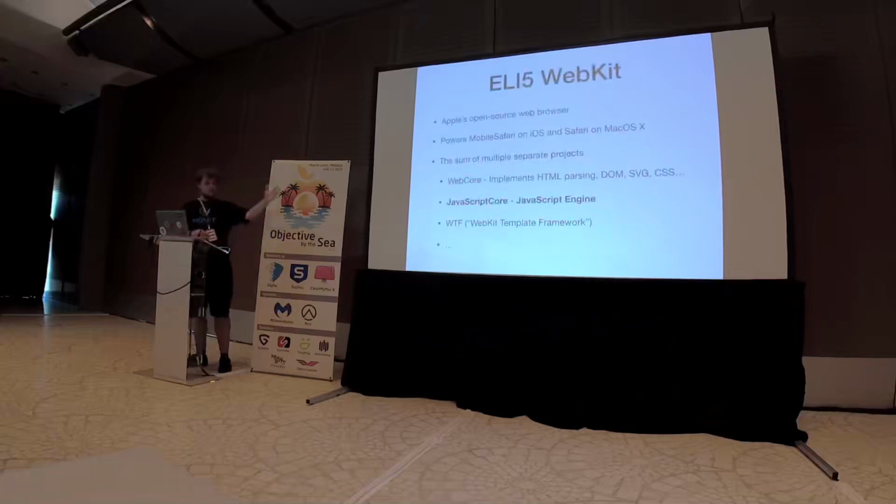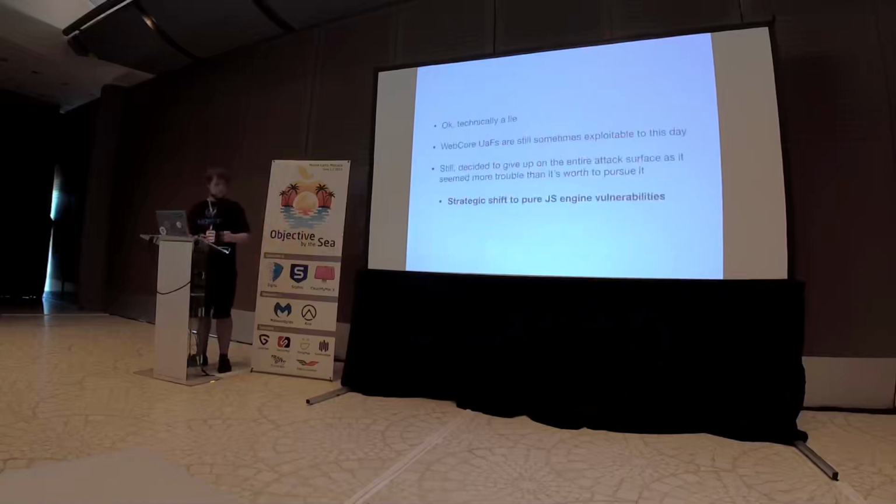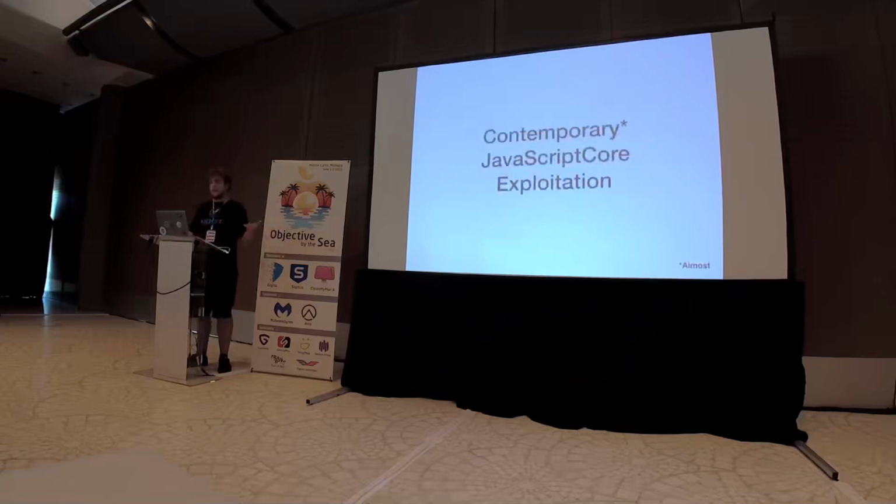And this time we're going to focus on JavaScriptCore, which is the JavaScript engine still within WebKit. My answer to the previous problem is to just shift to pure JS engine vulnerabilities. I'm going to show you an example of what that means, and exploitation of one of those vulnerabilities, which is particularly good.